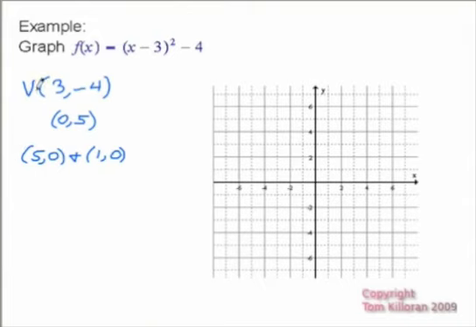Alright, let's start with the vertex. It's (3, -4), so that's 3 to the right, and 1, 2, 3, 4 down. So we'll plot a point here. We have (0, 5), which is nowhere, and then up 5. So we'll get our y-intercept there. We have (5, 0), which is 5 to the right, and (1, 0), which is just 1 to the right. So this gives us our 4 points that we've just discovered.